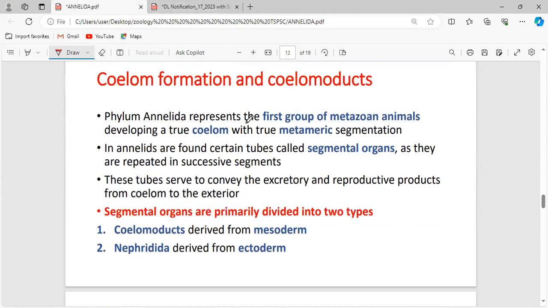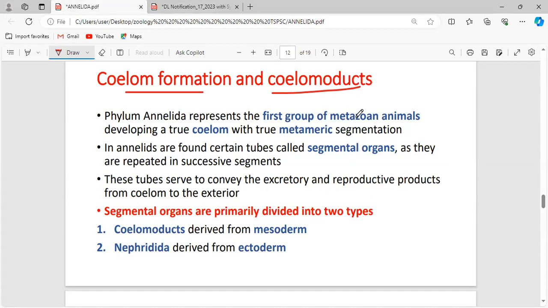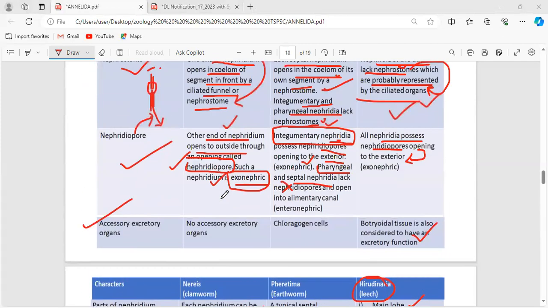Okay, now we are going to study coelom formation and coelom ducts in phylum Annelida. Phylum Annelida represents the first group of metazoan animals. There are many animals placed under the metazoa, right from the porifera onwards. Let me show you the diagram. Wait, one minute, let me show you.